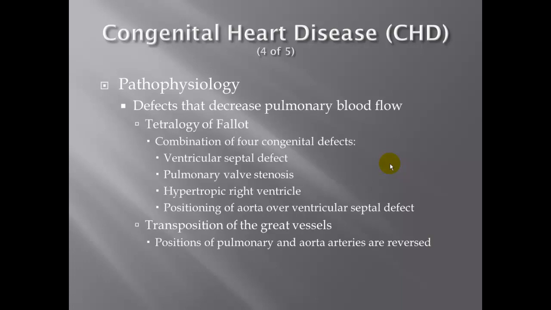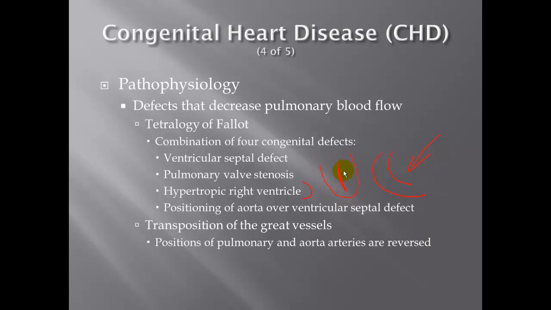Pathophysiology continued. Defects that would decrease pulmonary blood flow include things like tetralogy of Fallot, a combination of 4 congenital defects: ventricular septal defect and pulmonary valve stenosis, which would increase back pressure. This eventually is going to make a hypertrophic right ventricle. It's a muscle, so the muscle is going to get bigger. Then there is positioning of the aorta over the ventricular septum, because you have a VSD with the aortic opening where the septum should have been.